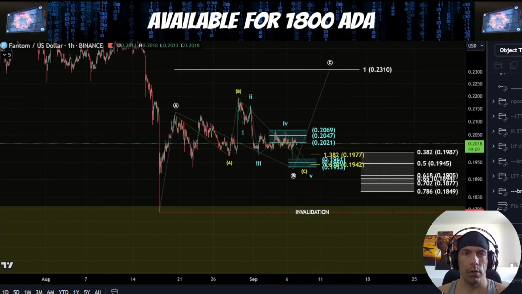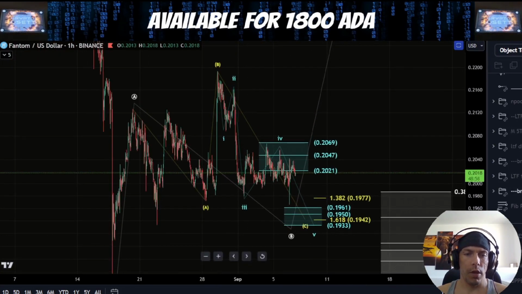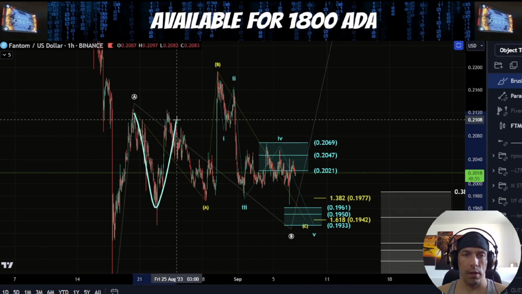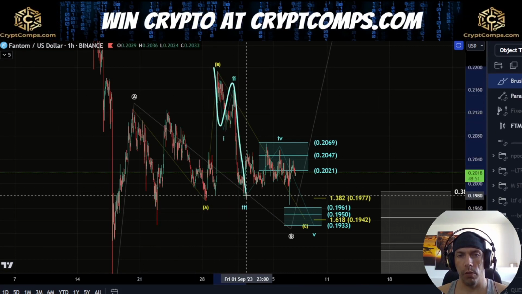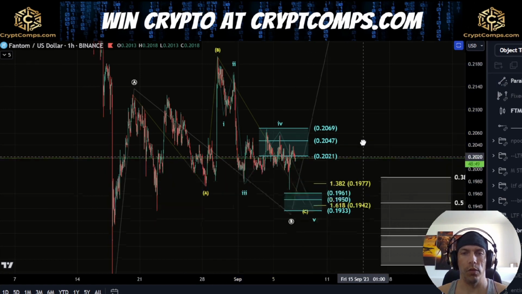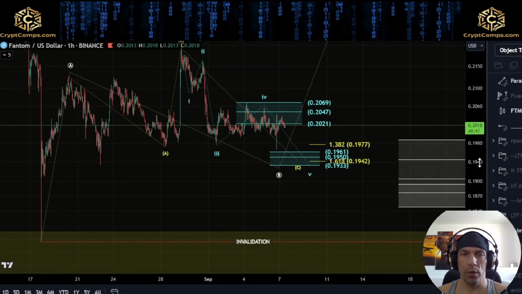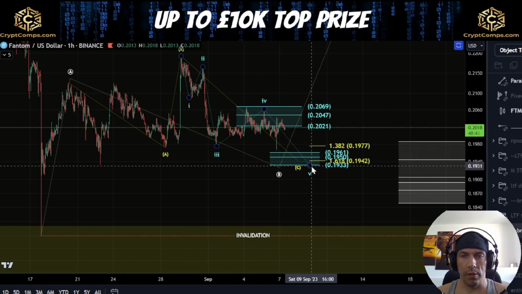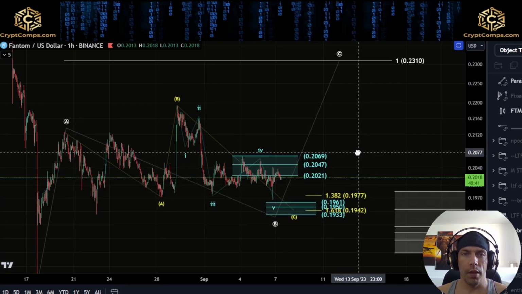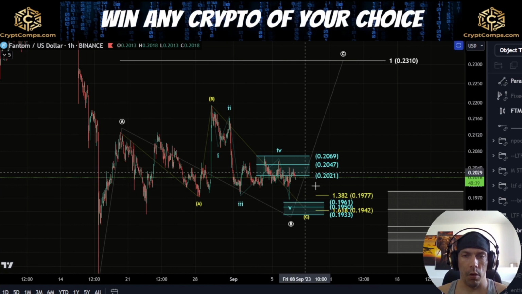Now given the current structure that we have here, the way that this would be looking at is basically 3 waves down, 3 waves up, and looking for a 1, 2, 3, 4, 5 wave move to the downside. It is possible here that this 4th wave could already have completed, and we've actually completed this 5th wave into this point. The key thing here is going to be how we react.